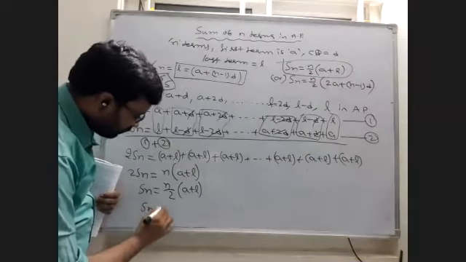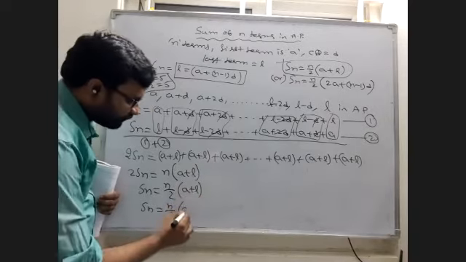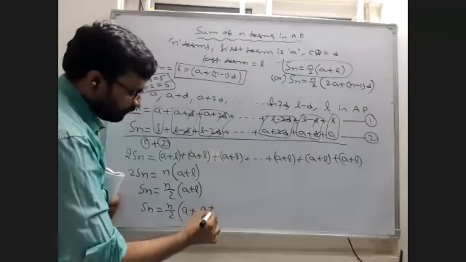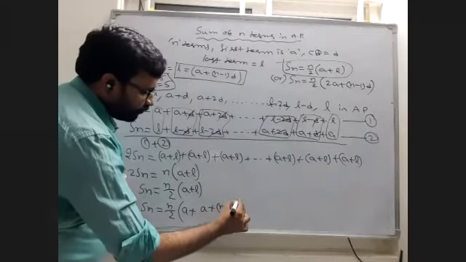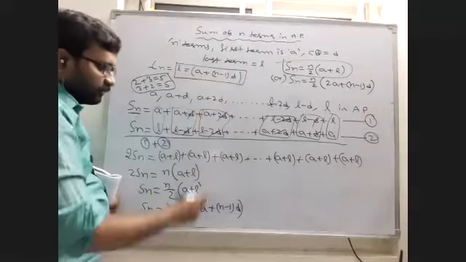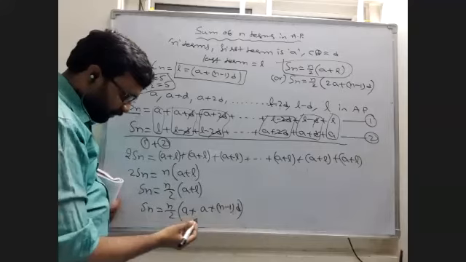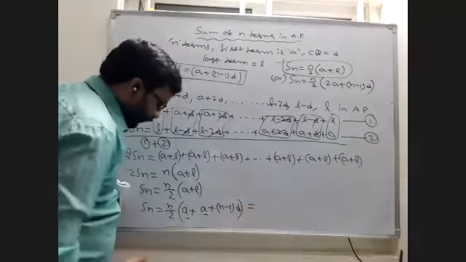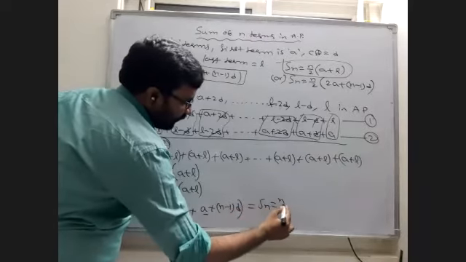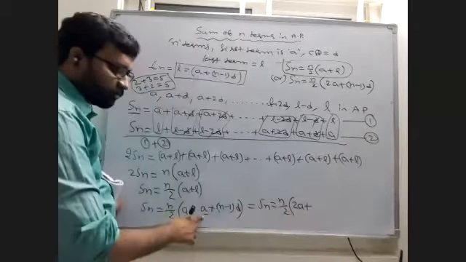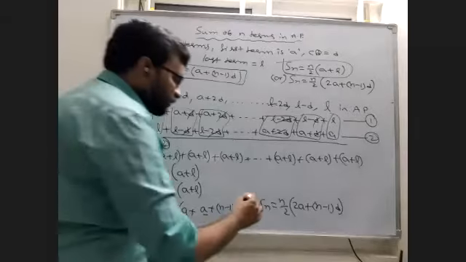This Sn is equal to N by 2 of A plus, what is L? A plus N minus 1 D. A plus N minus 1 into D. In place of L, we are writing what? This value, A plus N minus 1 into D. Now, A, both we can add, na? Adding A and A, you will get 2A. That is, Sn is equal to N by 2 of 2A plus remaining N minus 1 into D. N minus 1 into D is the formula.